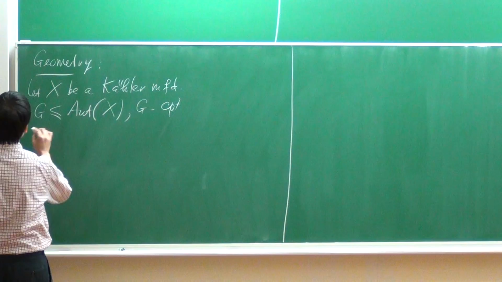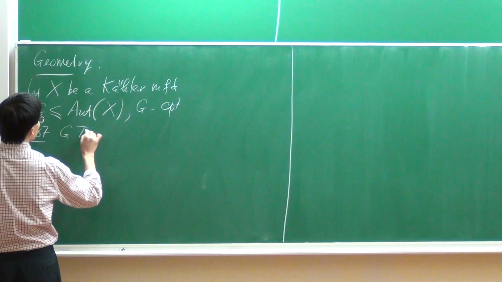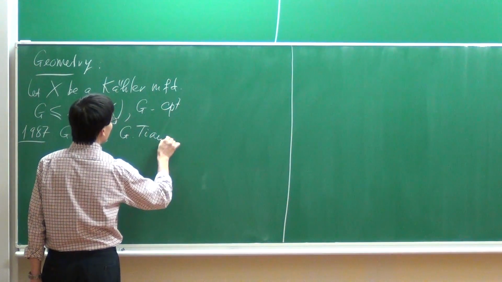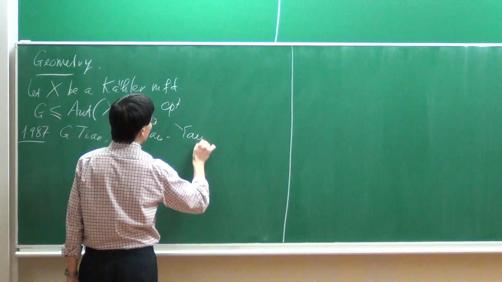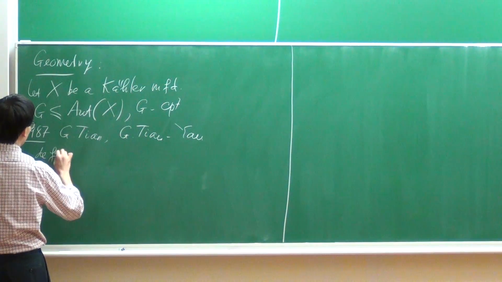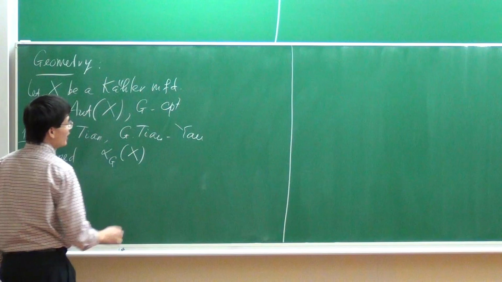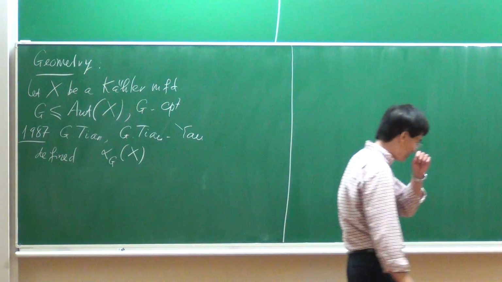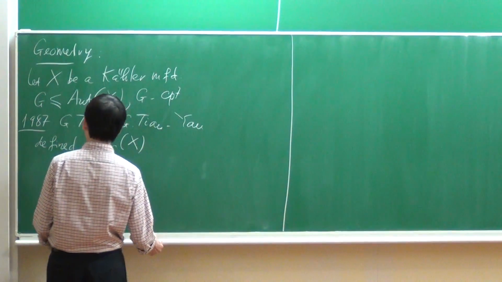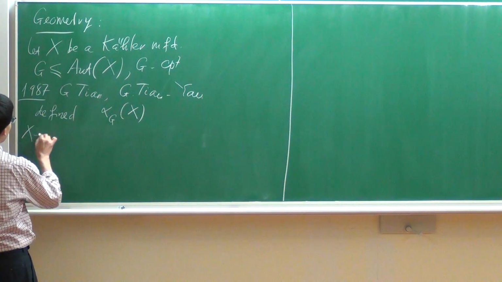Then in 1987, Tian, and also Tian and Yau, defined the alpha invariant, the alpha invariant of X. And I won't be able to say what it is. I just want to say that there is one application of this invariant. So suppose that X is a Fano variety.